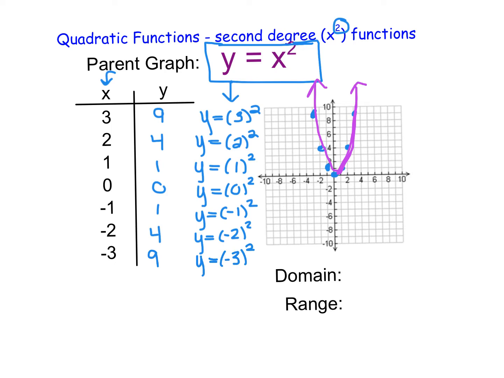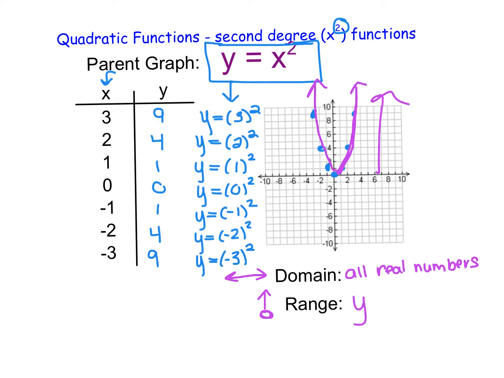Now our domain of this graph, we can see that it's going forever to the left and forever to the right. So our domain is simply all real numbers because we're using every single value for x. And then our range here, we notice that the lowest point is 0, and it goes up. We can see that here. It starts at 0, and then all of the y values go up.